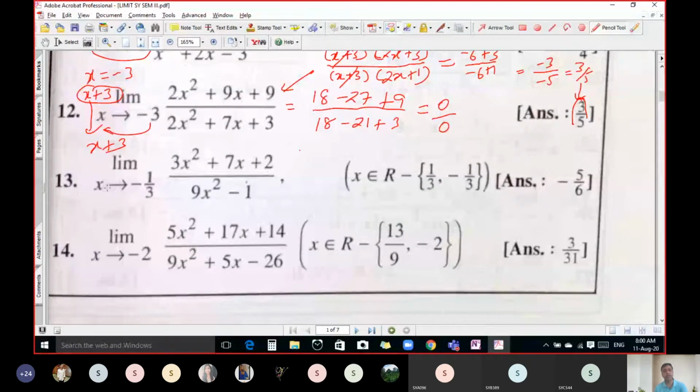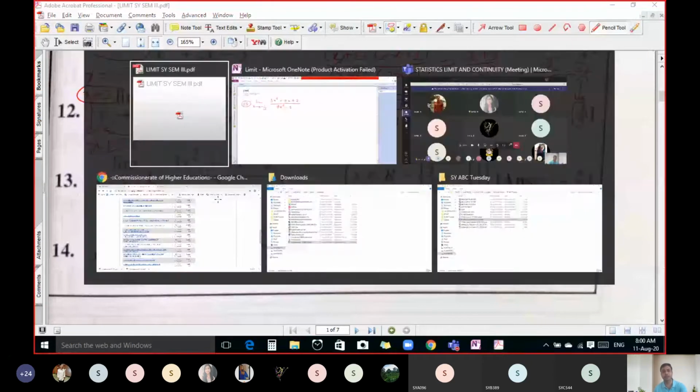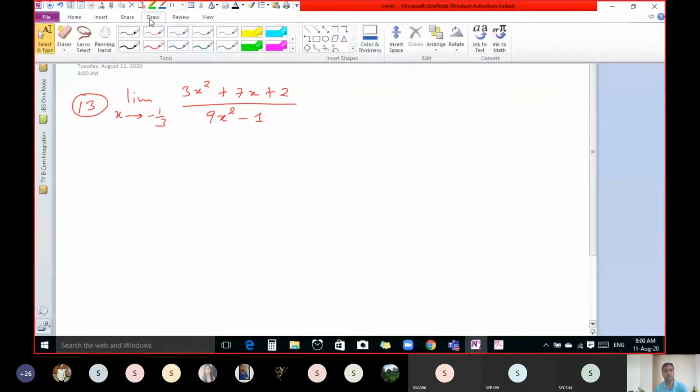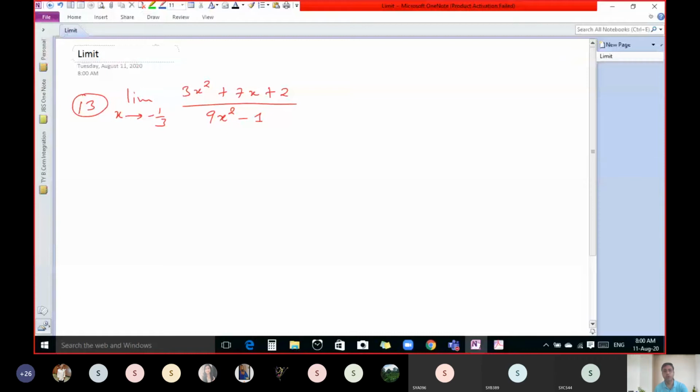The question is limit x tends to minus 1 by 3, 3x square plus 7x plus 2 upon 9x square minus 1. So this is the question. Our first step is to put x equal to minus 1 by 3.